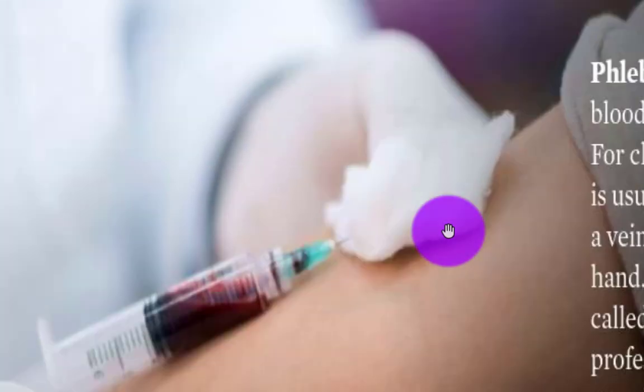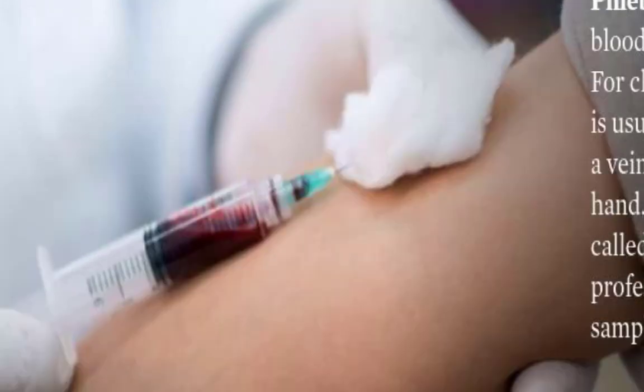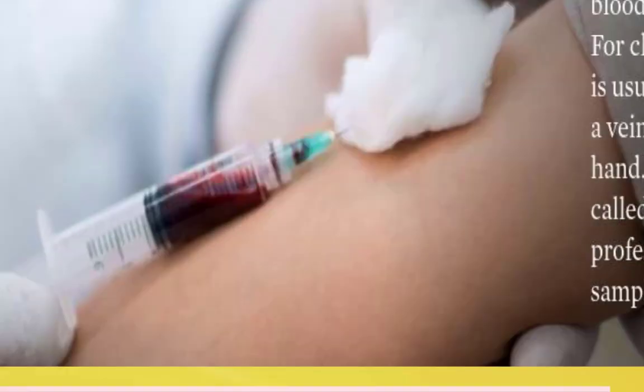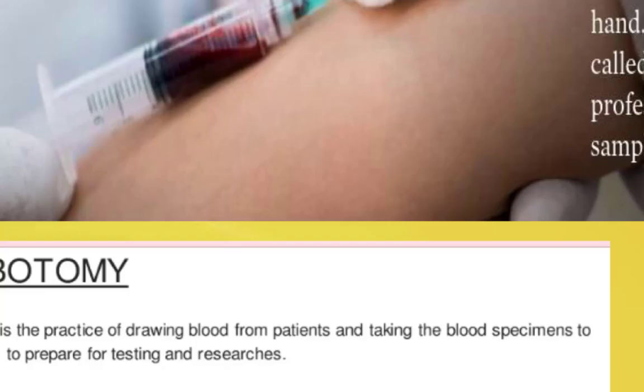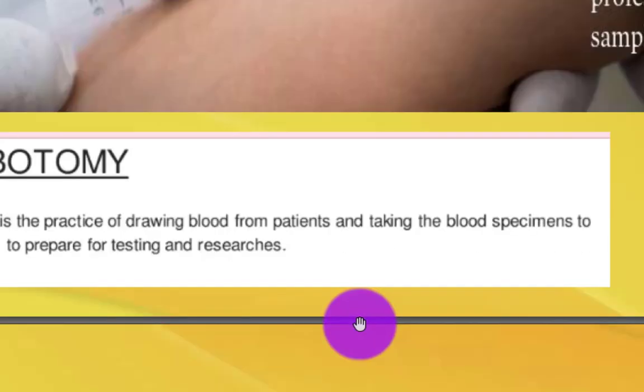Here, phlebotomy, the act of drawing a blood sample from a blood vessel. For clinical chemistry testing, blood is usually drawn from a vein, typically a vein in the arm or back of the hand. Collecting blood from a vein is called venipuncture. The medical professional drawing the blood sample is called a phlebotomist. Phlebotomy is the practice of drawing blood from patients and taking the blood specimen to the laboratory to prepare it for testing and research.